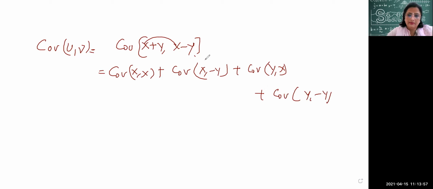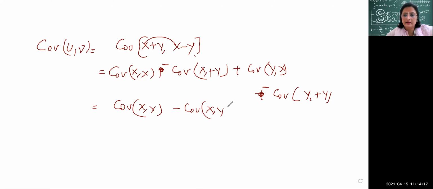So now what will you do? The minus comes out here, this becomes plus, and this minus comes out in the next step, right? So covariance between x and y, and so what are you left with? Covariance between x and x minus covariance between x and y plus covariance between y and x, right? Minus covariance between y and y. So this is equal to 0.